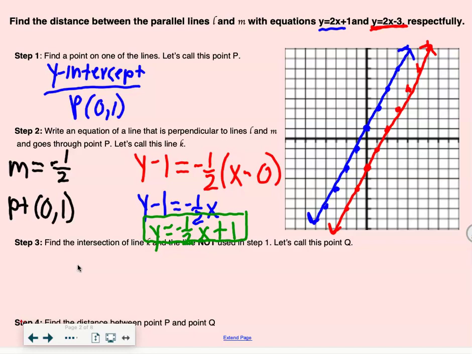Step 3 says find the intersection of line K, the line we just found, and the line not used in step 1. Call this point Q. How do you find the intersection of two lines? How did we do that last time? Set them equal to each other. So I'm going to use the line we just found, and then the line we didn't use in the first step, the red line, 2x minus 3.